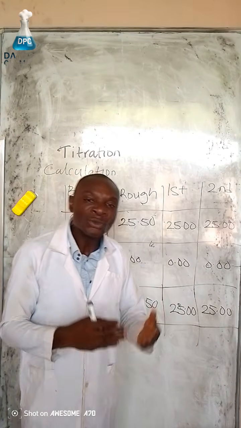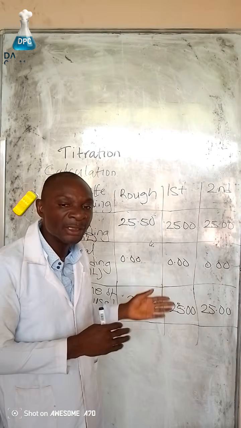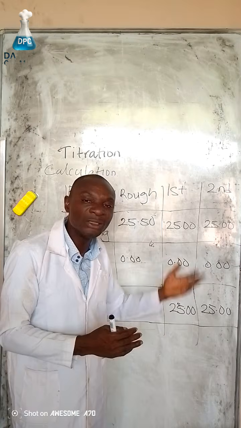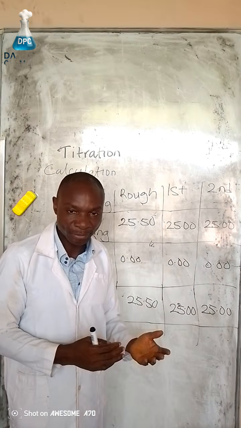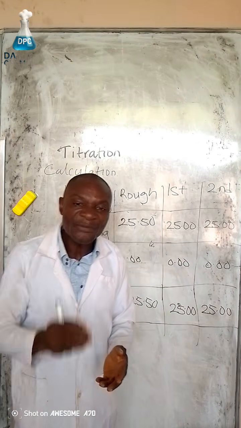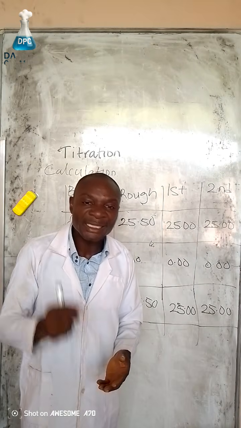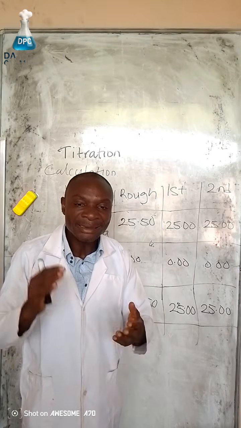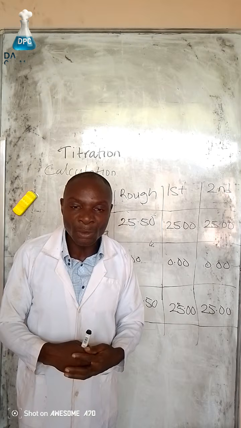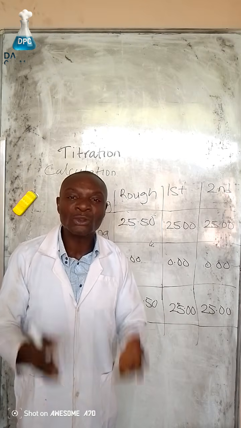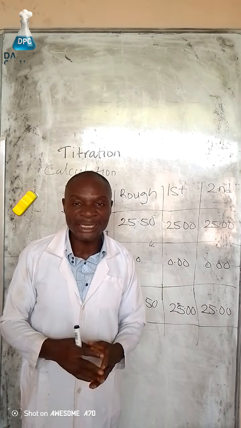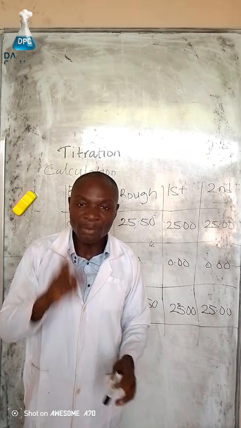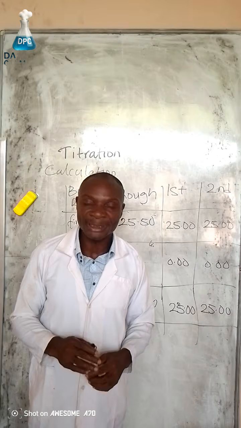So in that case, the final burette reading of the rough will now be the initial burette reading of the first reading. But take note, if the volume used is equal to or greater than the volume remaining in the burette, it cannot take another titration again. You are required to refill the burette before you continue. Please always take note of that.